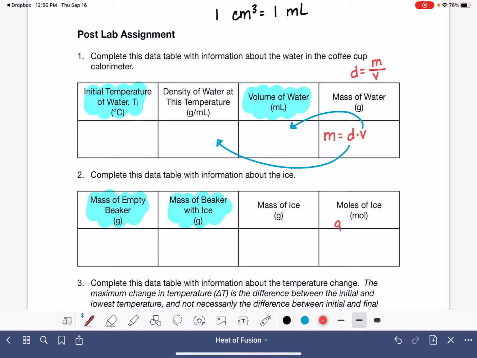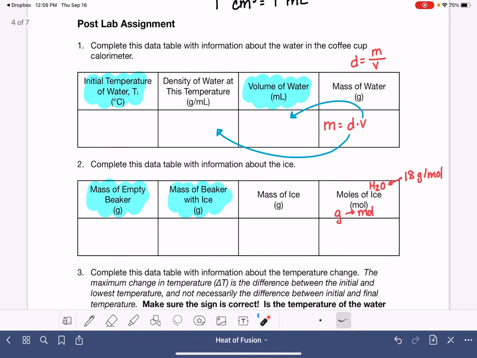Then in this spot, you're going to calculate the moles of ice. This is going to be a gram to mole conversion. Remember that ice is just water, H2O. So you're going to be using the molecular weight of water, 18 grams per mole. And you're going to set up a conversion that allows you to convert your grams into moles.